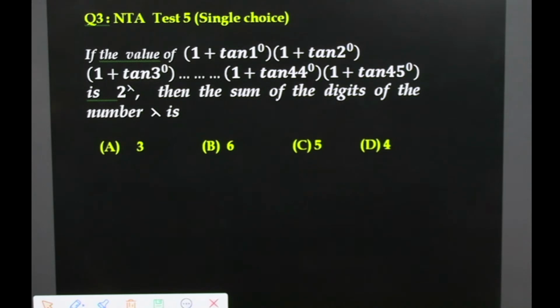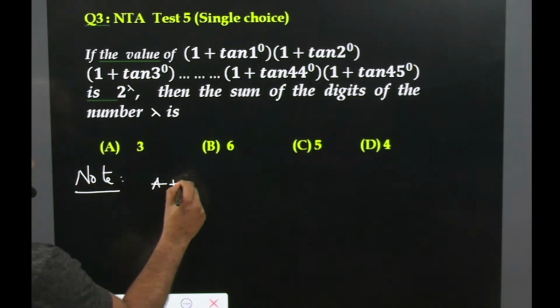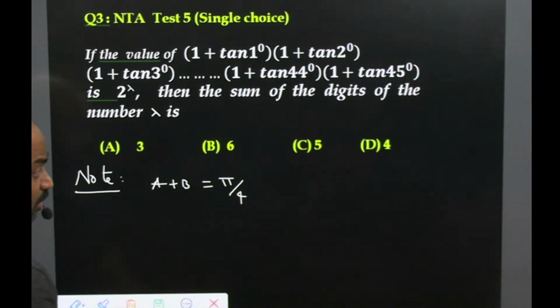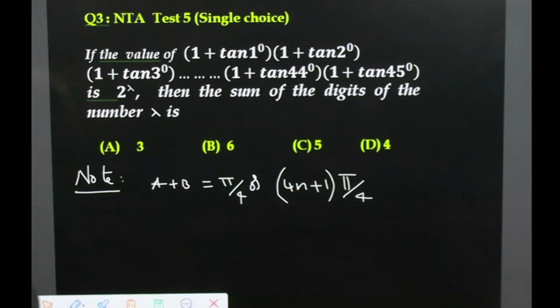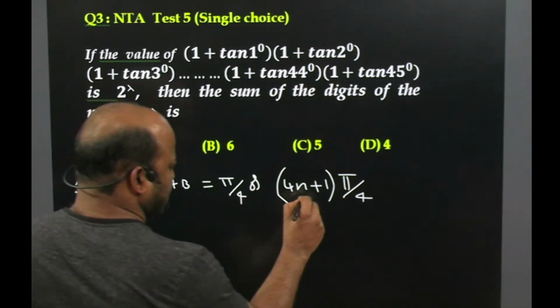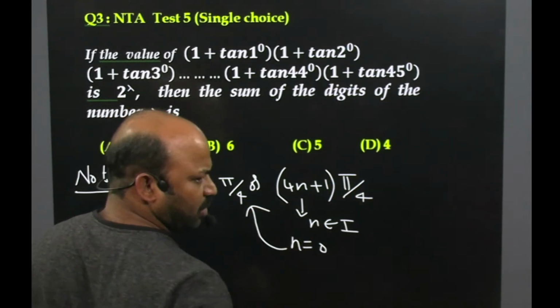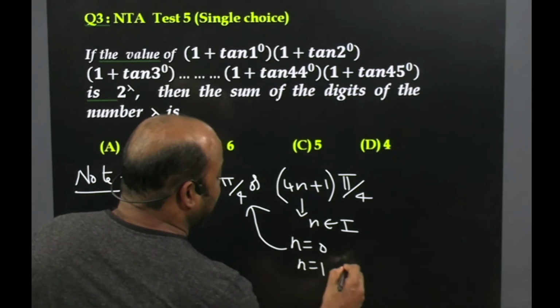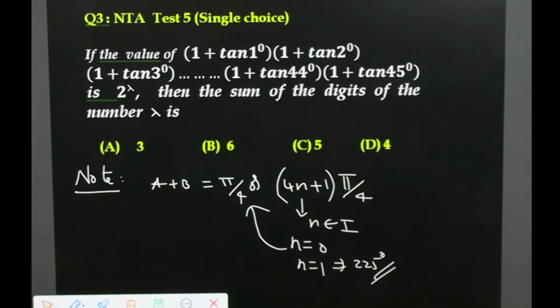It's NTA Test 5, single choice question. Look here, I already told you a wonderful logic. The logic is, if a plus b is pi by 4, or 4n plus 1 into pi by 4 format, meaning 5 pi by 4, 9 pi by 4, where n is an integer. What happens then? When n is 0, I'll get pi by 4, that is 45 degrees. When n is 1, I'll get 225 degrees, 5 pi by 4. Like that you can get different angles.